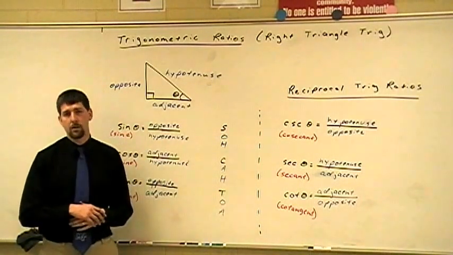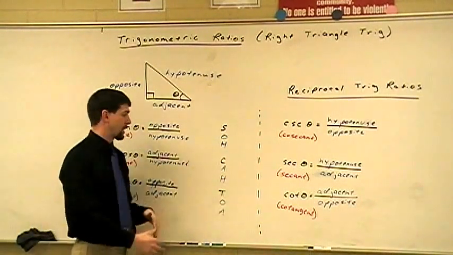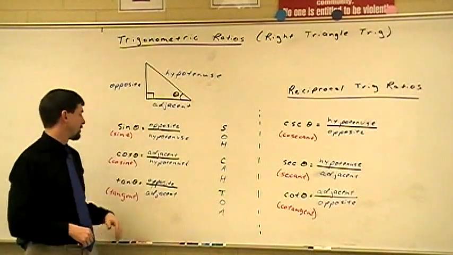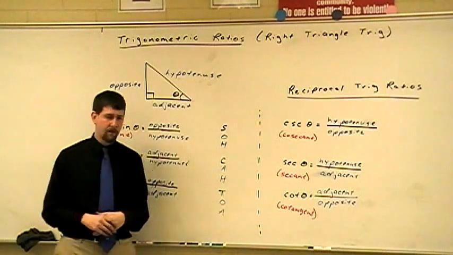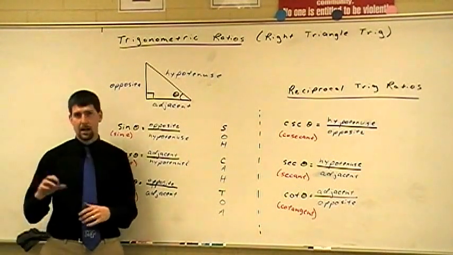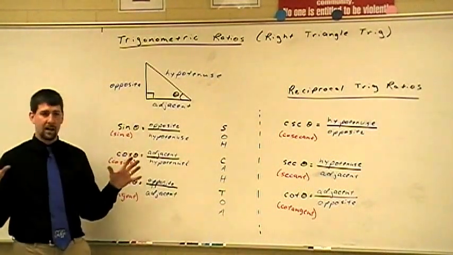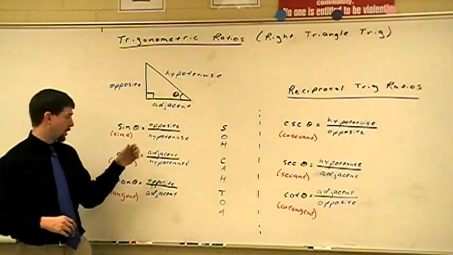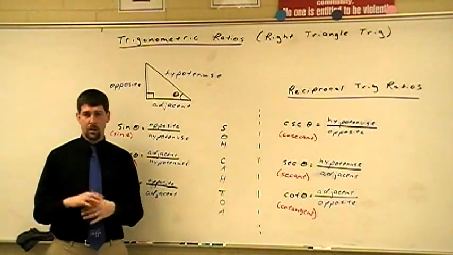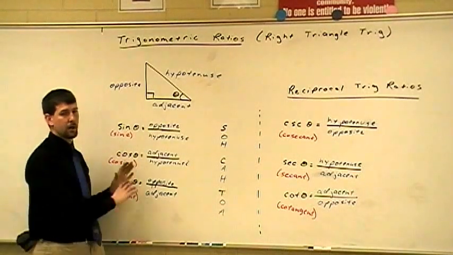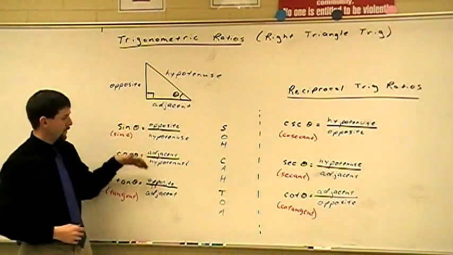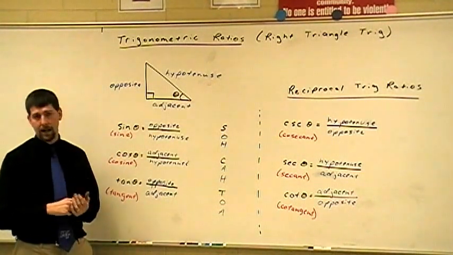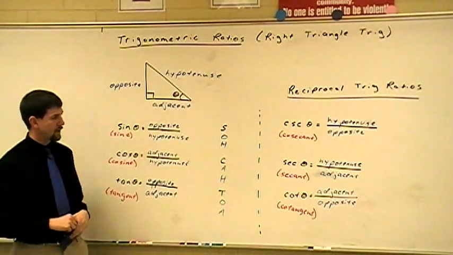So whatever mnemonic you want to use, it doesn't matter. We just need to make sure that when I see sine, I automatically know that's opposite over hypotenuse. I see cosine, that's adjacent over hypotenuse. I see tangent, that's opposite over adjacent. Can't have any questions, can't have any confusion on that. Because if you mess up one of those, everything else works off of those. Everything we're going to do throughout this entire trig unit works off those three basic definitions of sine, cosine, and tangent. So make sure you have those down.